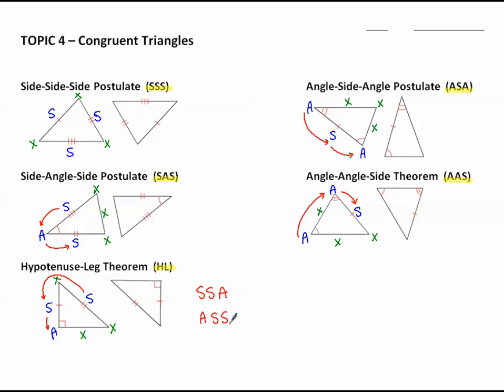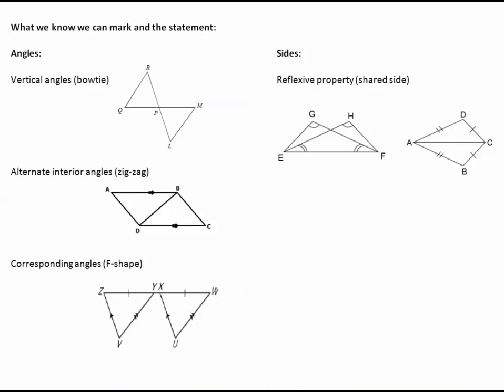So if we find that we have this, but it's a right triangle, then we can say it's HL. First I see I have one of these, then I determine, well, I have a right triangle, therefore I know it's hypotenuse leg. The hypotenuse has a congruent mark and one of the legs has a congruent mark. What we know we can mark and the statement that we'll see.